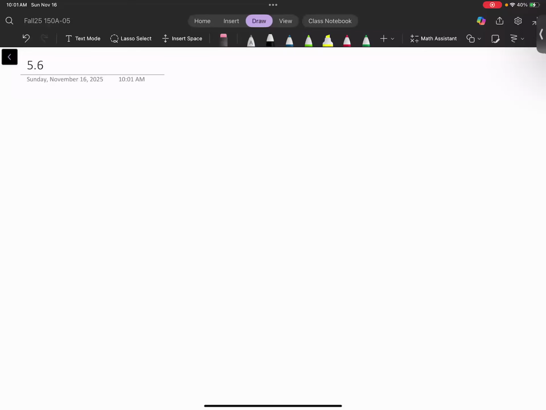All right, hi guys. So 5.6 is all about exponential functions and logarithms in integrals. Okay, so let's jump off here. Let's look at exponential functions first. So, the integral of e to the x dx.